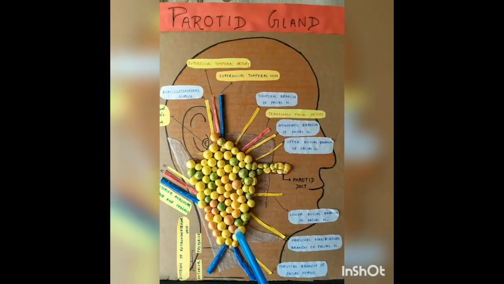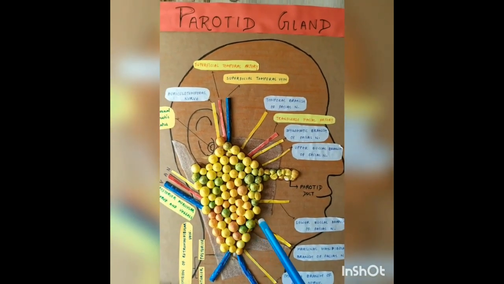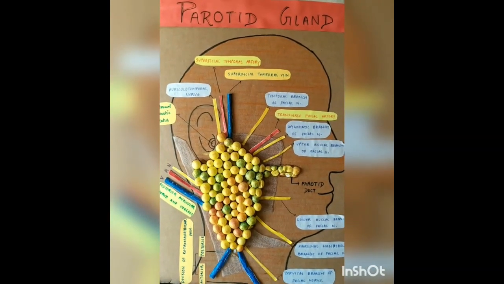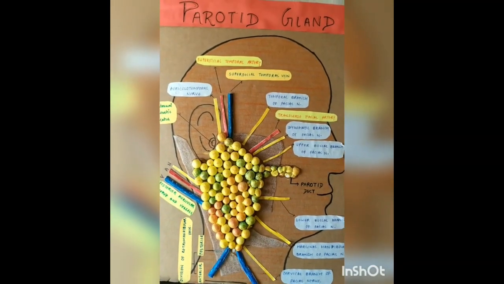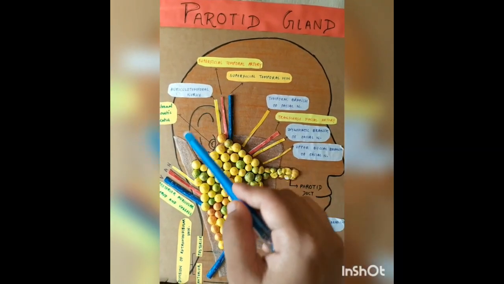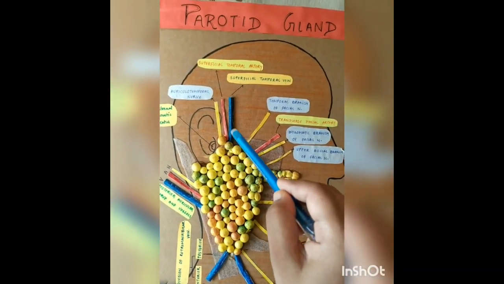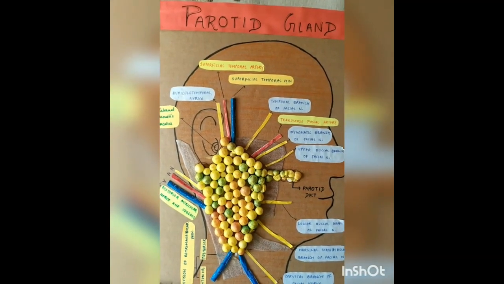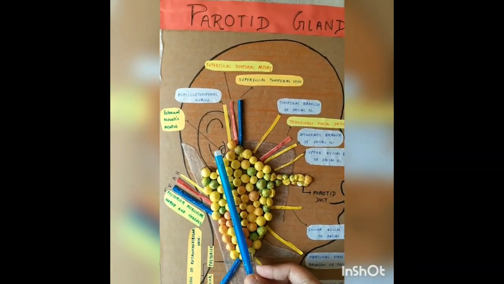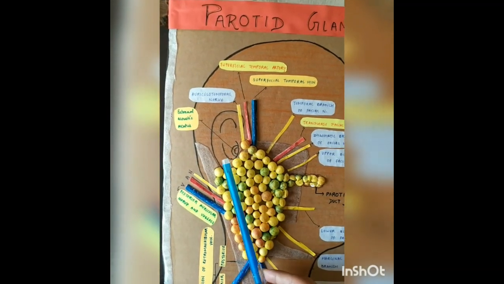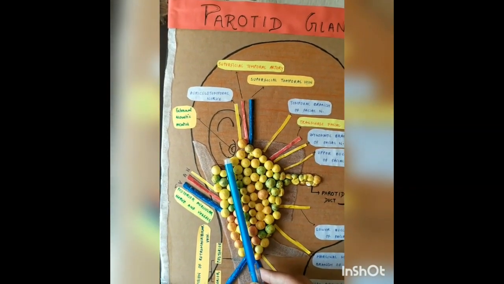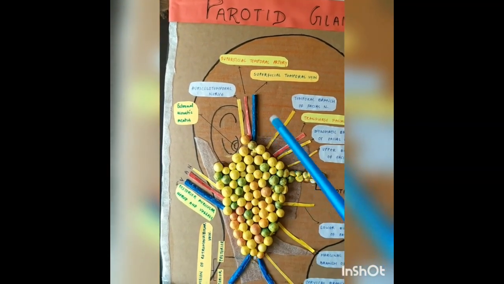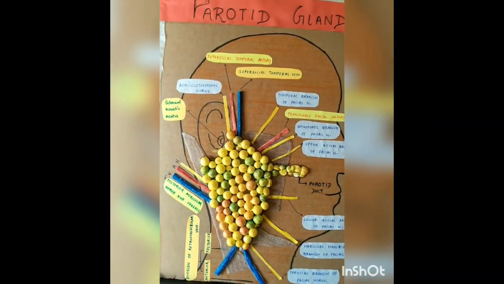It is lobulated, as you can see. It is yellowish brown and it weighs 25 grams. So its location, it lies in the pyramidal fossa and posterior to the ramus. So suppose this is the ramus of the mandible, then the parotid gland is located below and posterior to the ramus, and this is known as the retromandibular fossa.